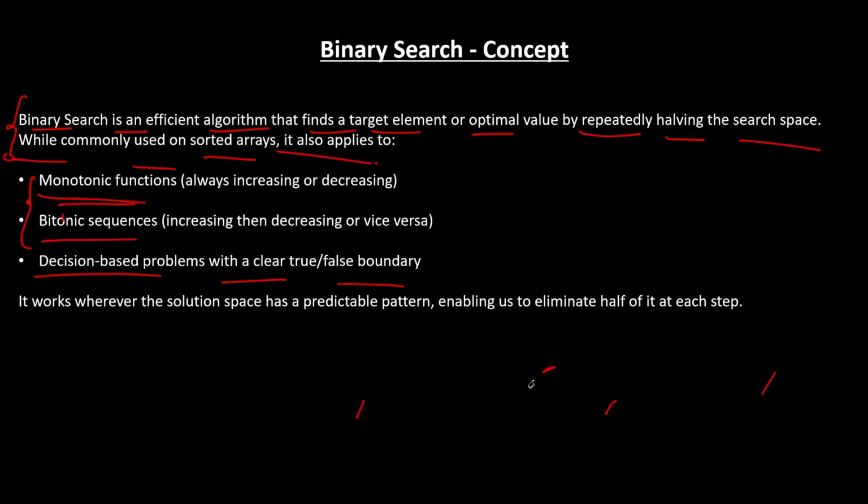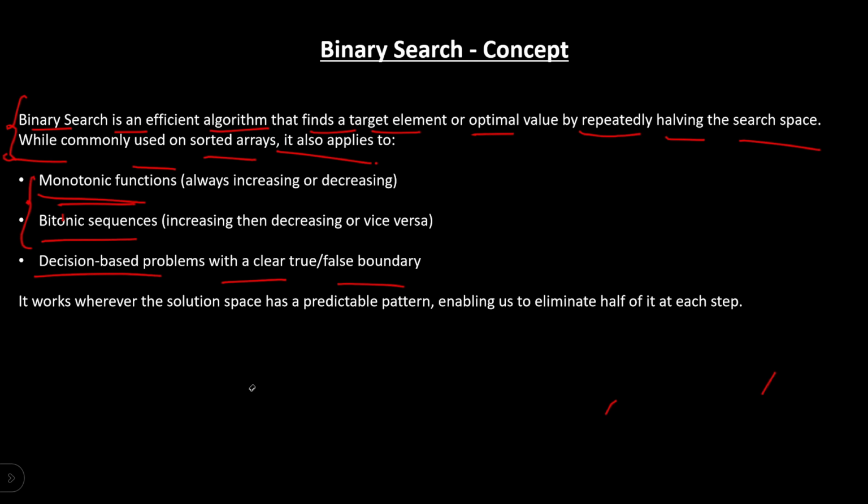Then come the bitonic sequences. Bitonic sequences are basically where first it goes in an increasing manner, then it goes in a decreasing manner, and then it may go in an increasing manner again, or it goes vice versa. It comes in decreasing, then it goes in increasing, this way. These are the sequences I have given you.